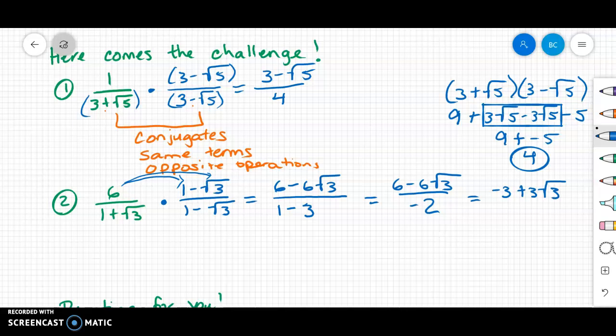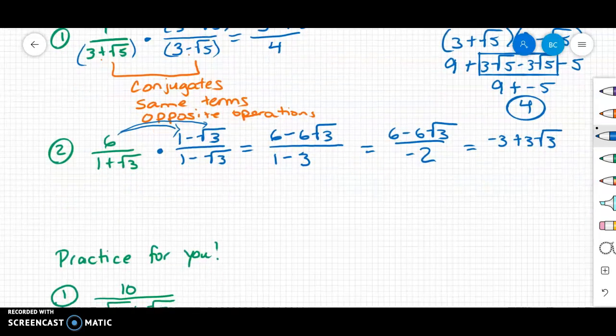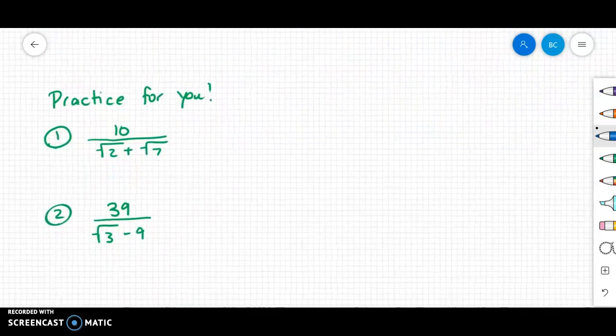So those are a couple examples of creating a conjugate to rationalize that denominator. So here come a couple problems for you to practice. Go ahead and pause it for as long as you need, and then come back and check your answers.